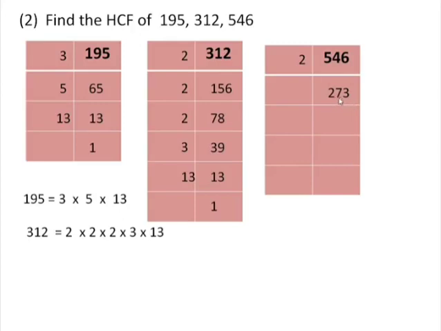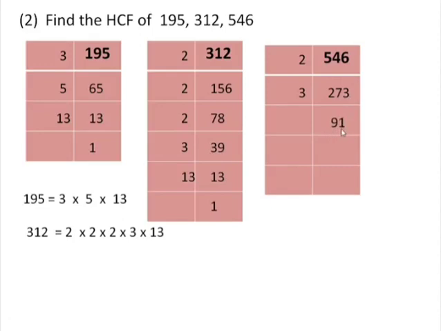2 plus 7 is 9. 9 plus 3 is 12. 12 is divisible by 3. So you will take 3 as the factor of 273. Now you will get 91 when you divide 273 by 3.